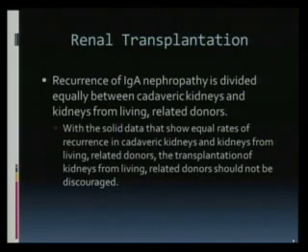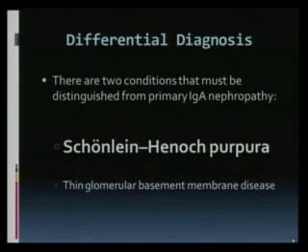And it doesn't really matter if they get cadaveric or living kidneys. So let's say a relative gives them a kidney, the recurrence rate is the same as with a deceased donor, for example. So cadaveric and living donor really doesn't make a difference in terms of recurrence of IgA. It's about the same in both. So that's why we don't really discourage living donors either.